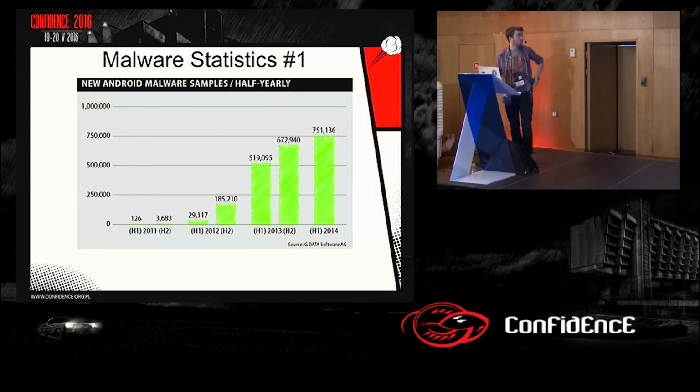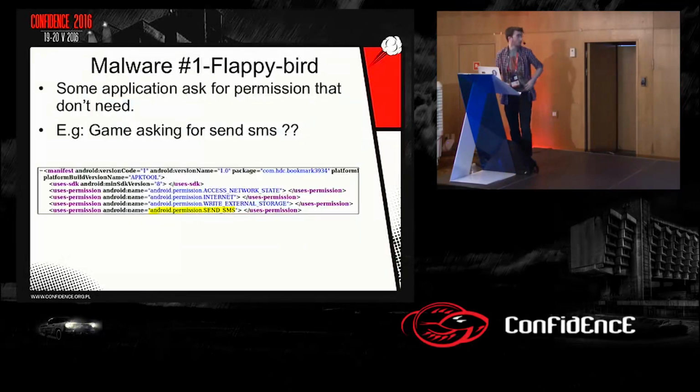As you can see in this statistics graph, in 2011 they had like 126 in the first half, and then in the second half almost 4,000 malware. After that, the malware has increased year after year. In 2014 it was almost 750,000 malware, so probably now in 2016 it will be more than this. It's something that is quite dangerous. All of these malware were on Google Play and were removed from Google Play, but now you can find them on some websites.